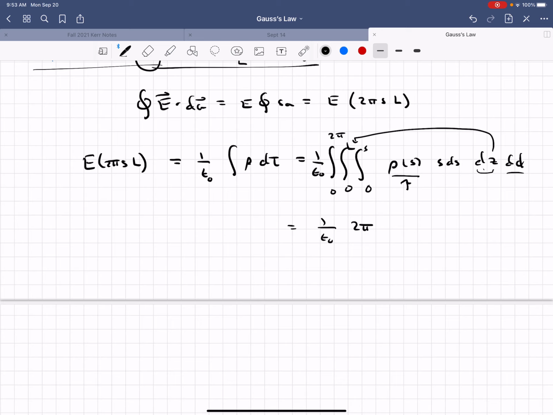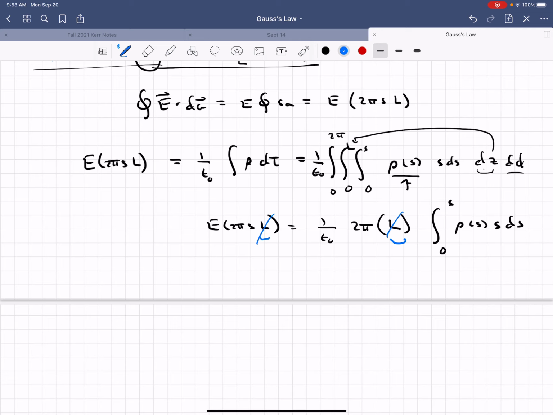When I do the z integral, I'm going to pick up an L on this side, and then I'm still going to be integrating rho of s times s ds over here. But the key is that the L that you pick up over here in the length of the cylinder for the surface area, and this L that you pick up when you do this integral over the rho with the dz, those L's are going to cancel off.